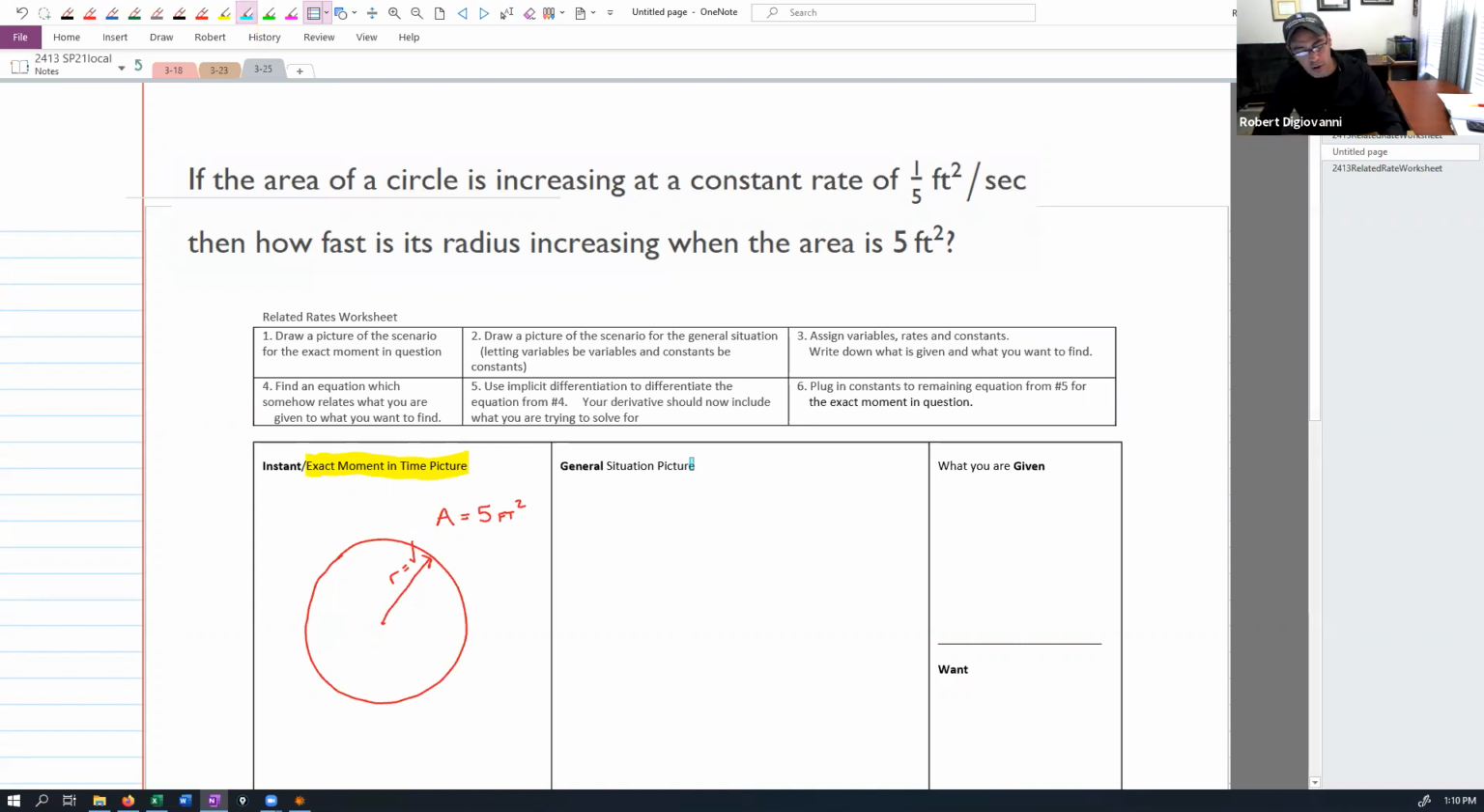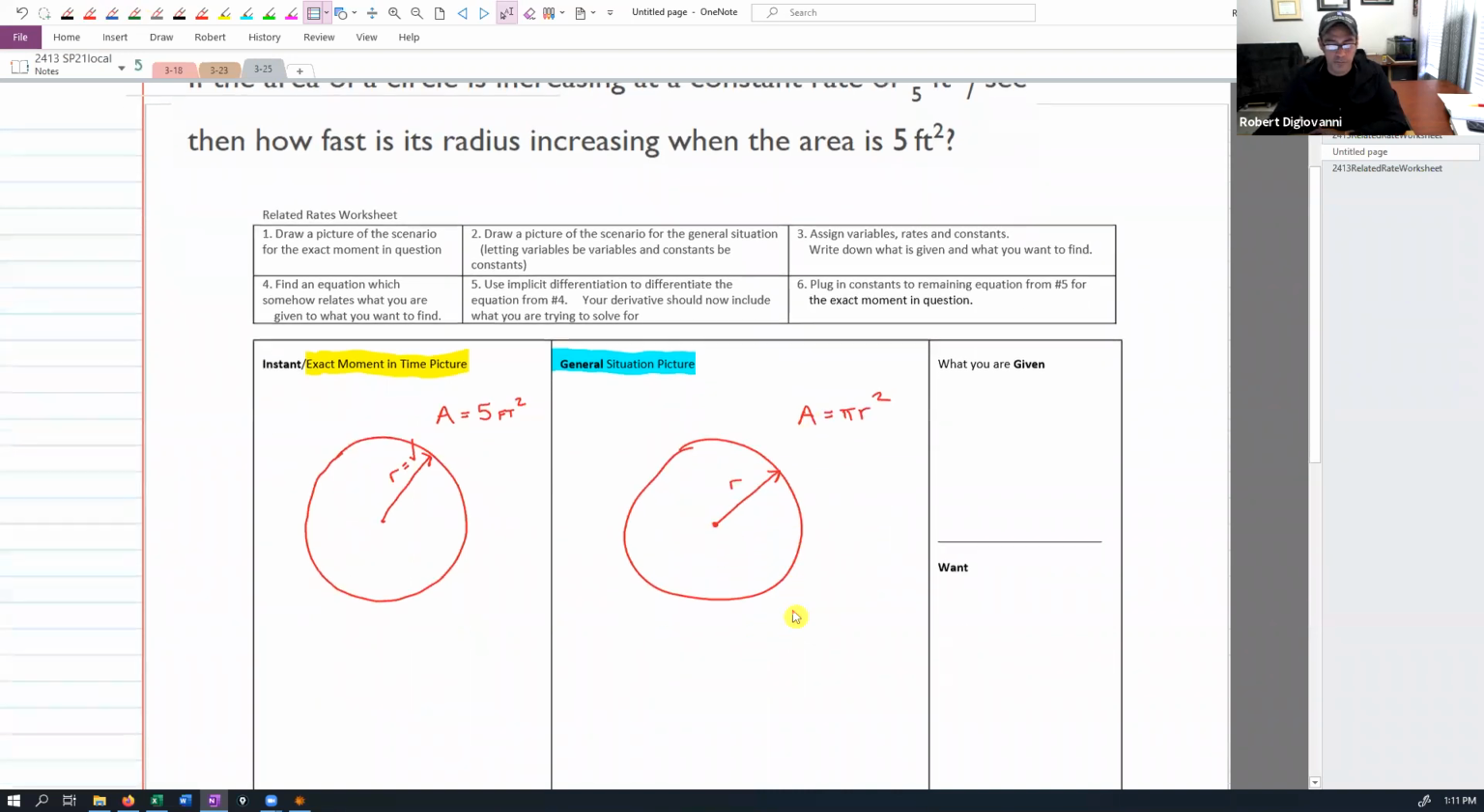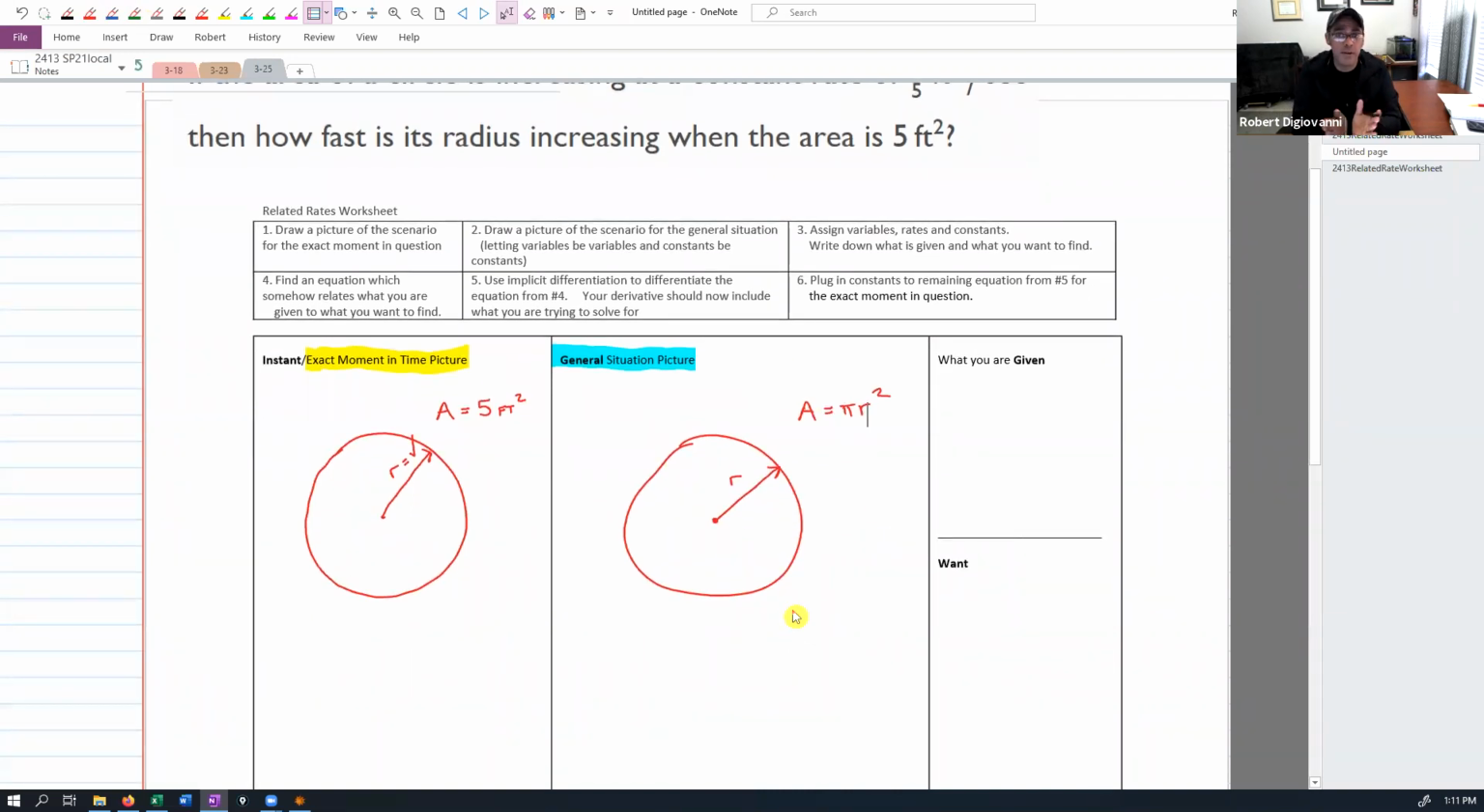Now, what I'd like to do is draw a picture of the general situation, which is a circle that's growing. So in this picture, my radius is r, and the area is pi r squared, isn't it? But we don't know what the area is because we're imagining that in this picture, things are changing. So the radius is changing, that means the area is changing. Do you understand the two different pictures? One's a snapshot, the other one is a general situation.